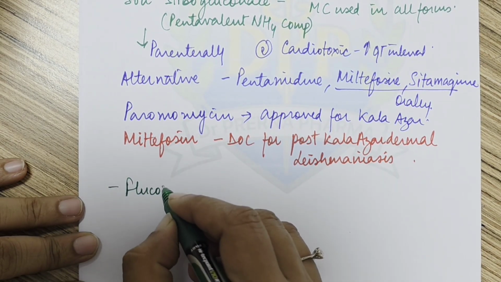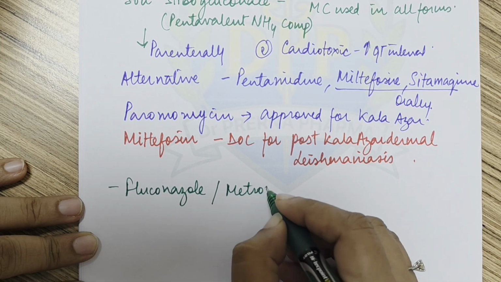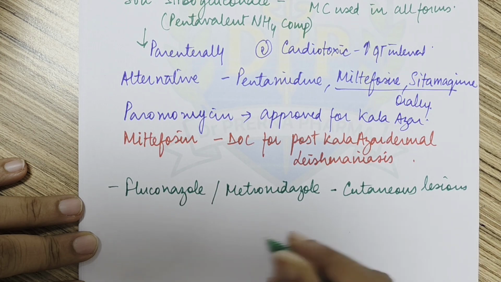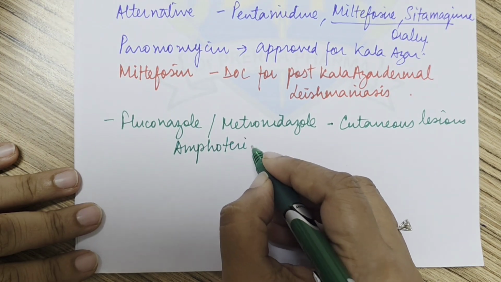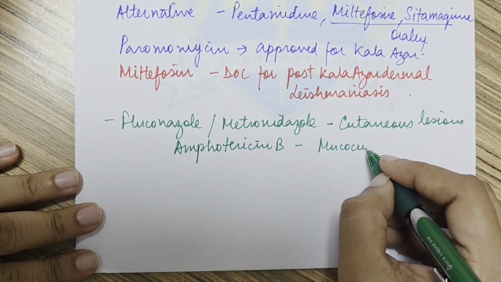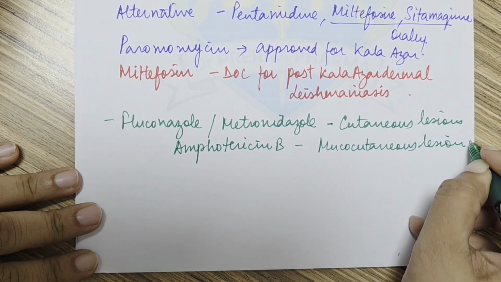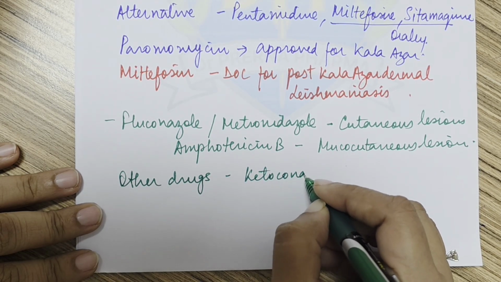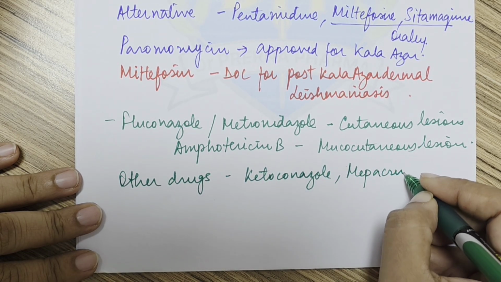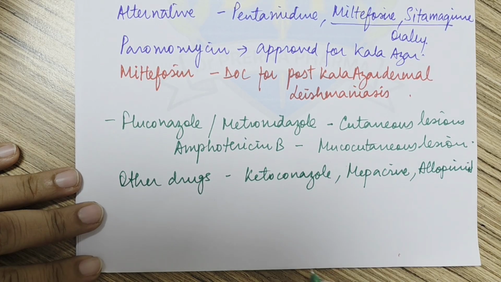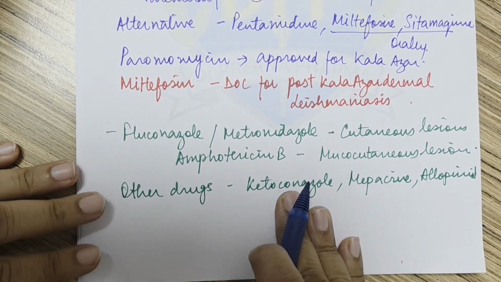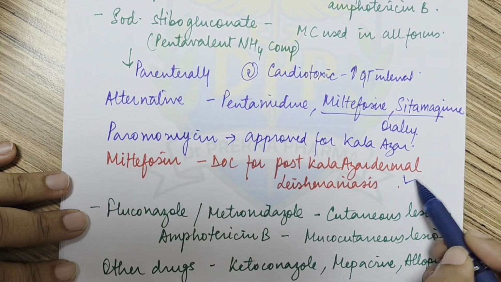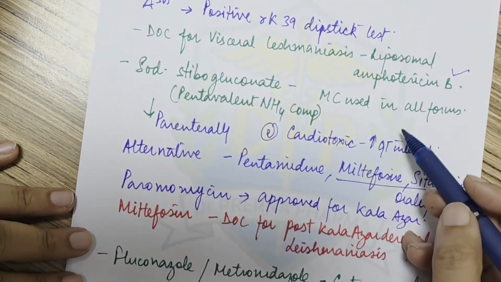Then next, fluconazole or metronidazole is used for cutaneous lesions. Then Amphotericin B is used for mucocutaneous lesions. Other drugs that can be used are ketoconazole, naproxen, and allopurinol. So drug of choice for Kala Azar is liposomal amphotericin B. Drug of choice for dermal leishmaniasis is miltefosine. Most commonly used drug is sodium stibogluconate.